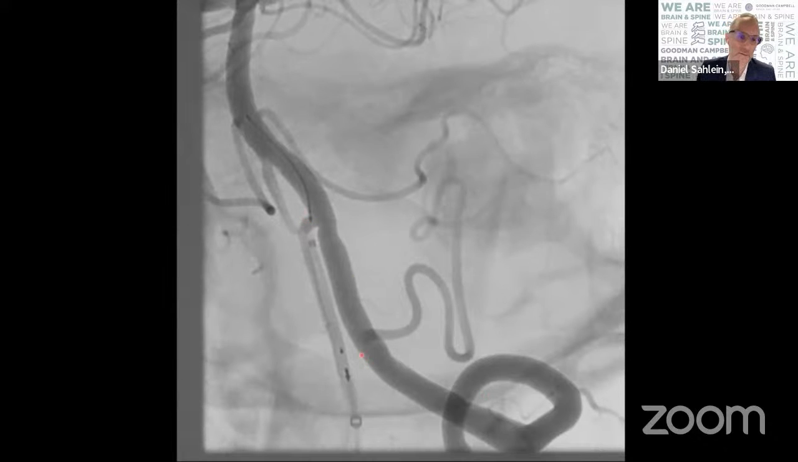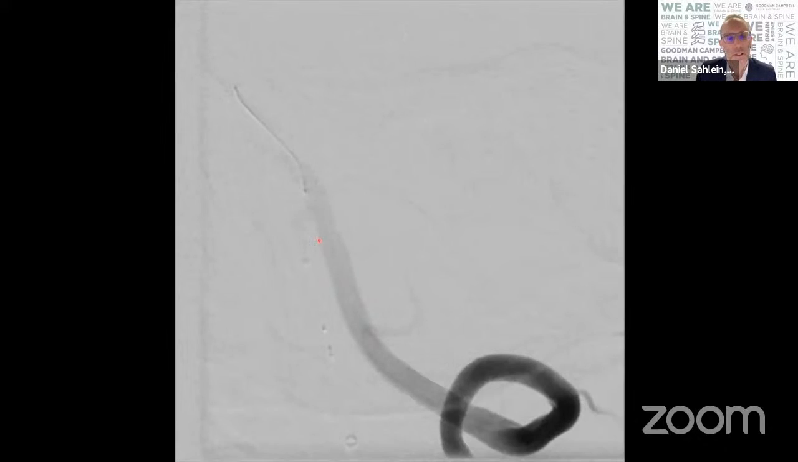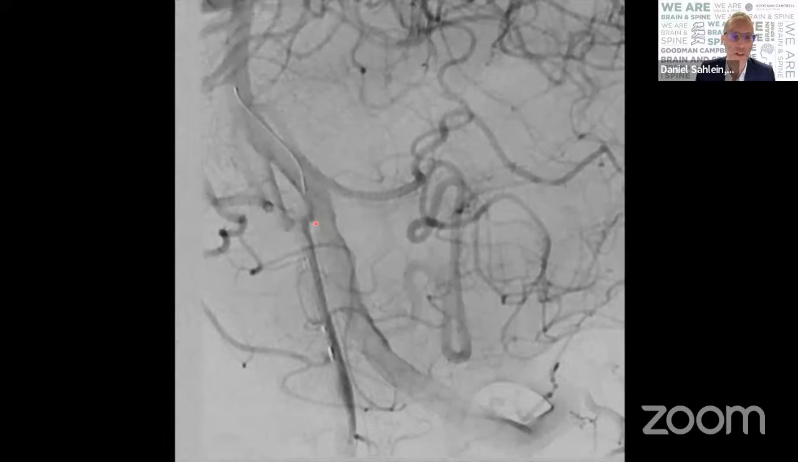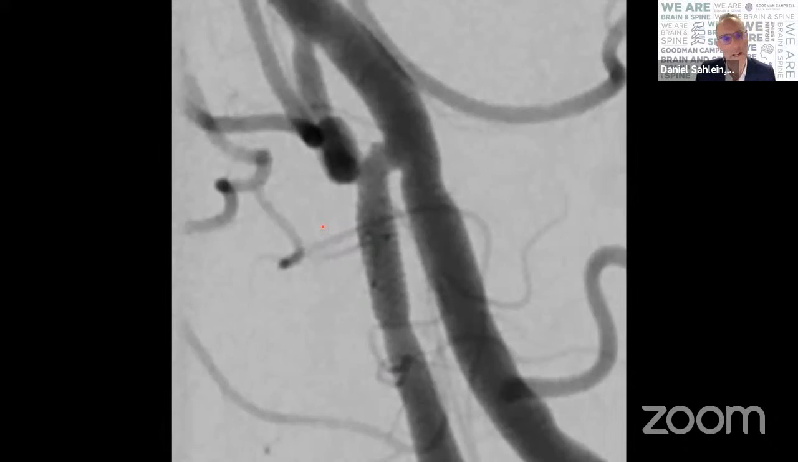I'm shooting from the left. I have a really nice way of looking at this. Really important to take time to get an excellent AP working projection where this segment is really opened up, so it's not the slightest bit foreshortened because you have a very short landing zone. So you start to open up the tool, start to deploy a little bit more of it, and I'm quite happy. I think I've nailed my landing zone here on my first try.